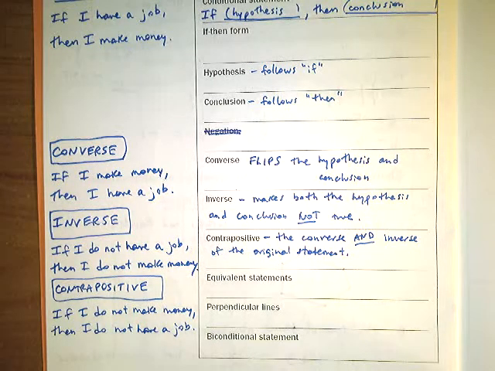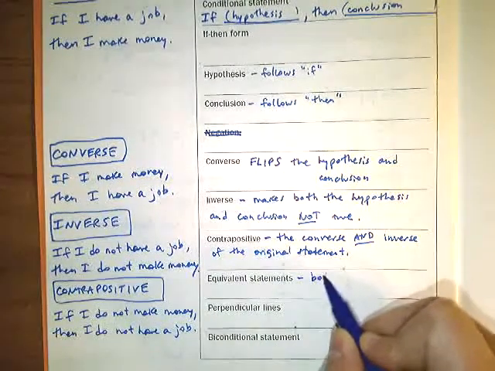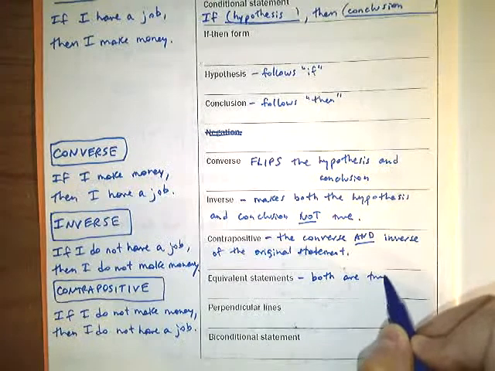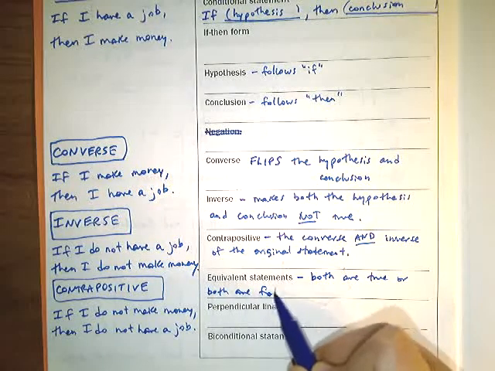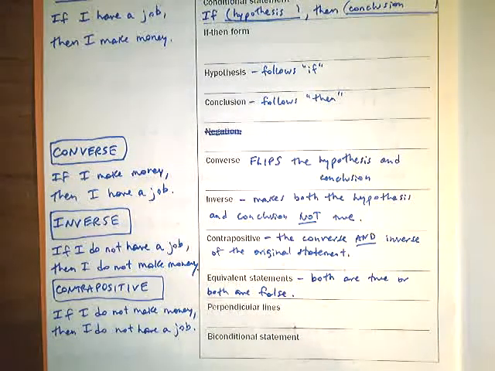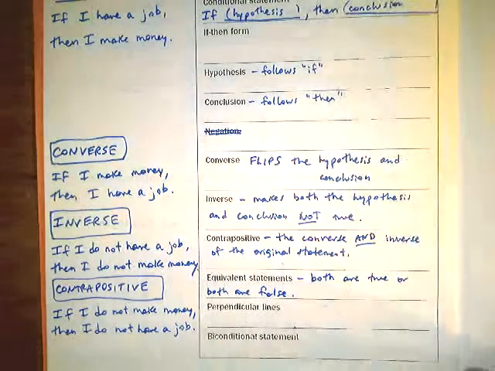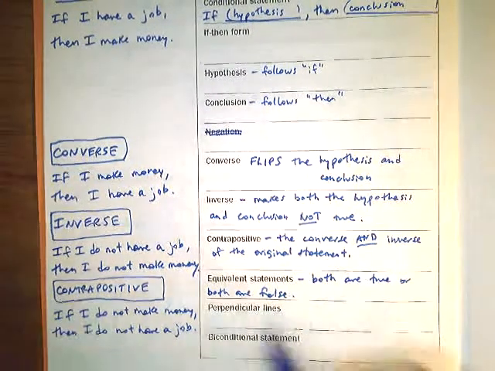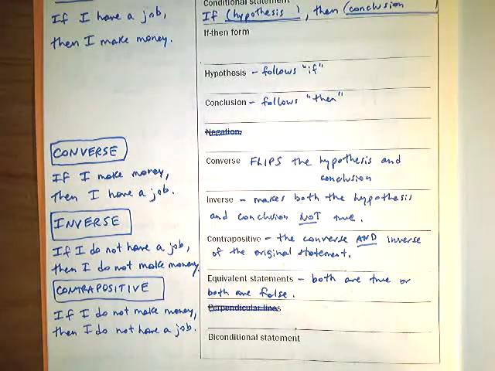Alrighty. Equivalent statements. Equivalent statements are two statements where they both have to be true or they both have to be false together. They're bound together in their truth. You can't have one part that's true and the other part that's false. Perpendicular lines. Now, I'm not quite sure why this is defined in this section. I don't see anything on it in our notes, so I'm going to skip that. And then finally, the biconditional statement.